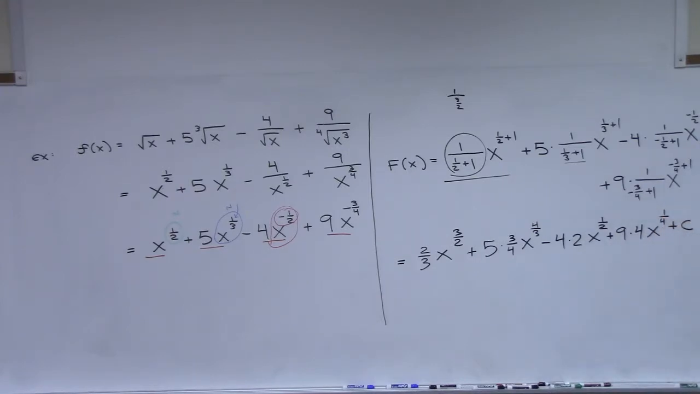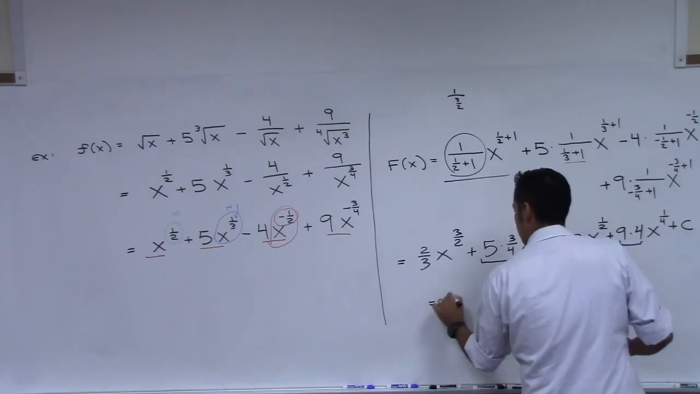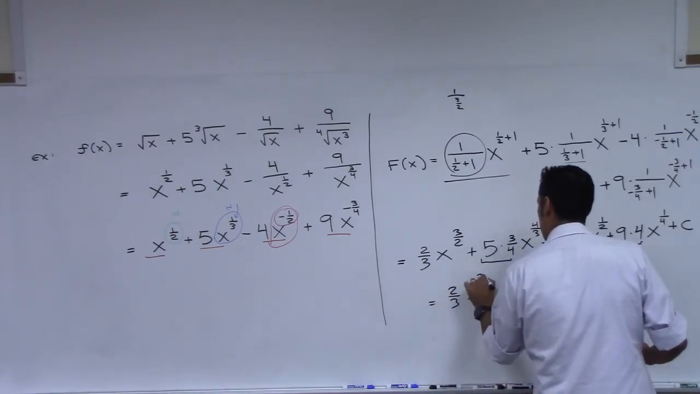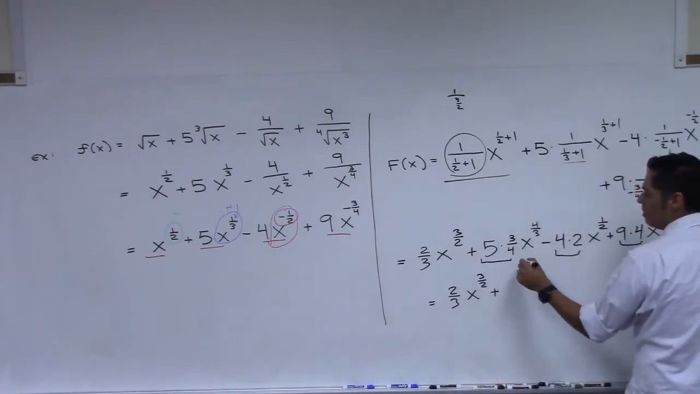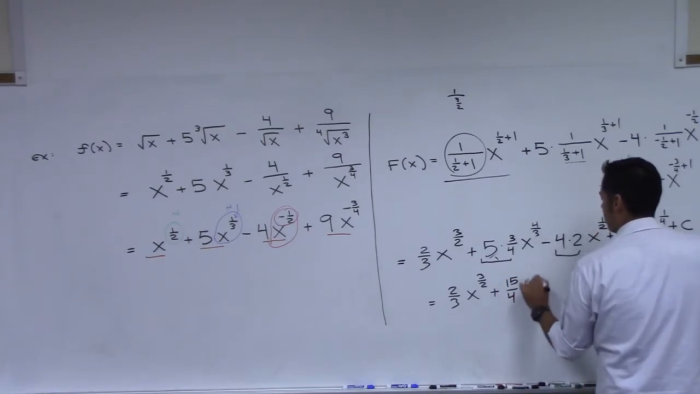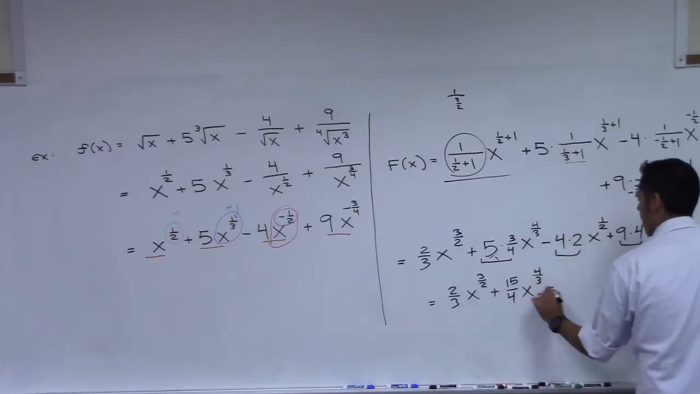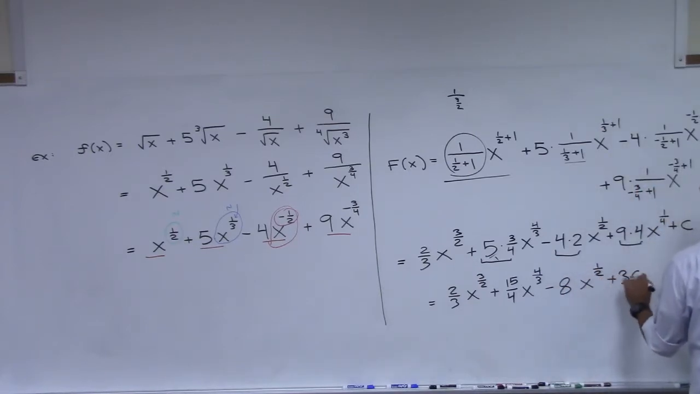And now you just want to put all your constants together, like 9 times 4. You want to go 4 times 2. You want to go ahead and multiply those fractions. And you get 2/3 x to the 3/2 plus, there's nothing I can do here but multiply that. And remember, it's like 5/1. So it's going to be 15/4 x to the 4/3 minus 8 x to the 1/2. And then plus 36 x to the 4th plus c. That's it.